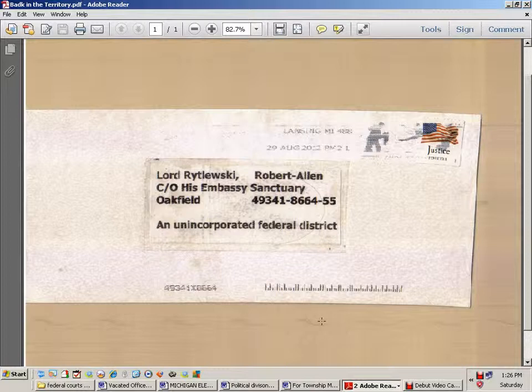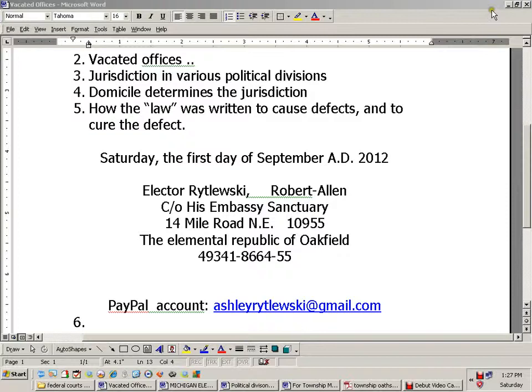So, and then I put on here an unincorporated federal district. Now, why do I do this? Well, because the post office just agreed, by canceling the stamp, that that's where I am. I have evidence that I'm in the unincorporated federal district. I have reasons that I want to be there. Some people don't agree. They don't want to be in the federal district. Well, okay. I'm going to try to explain why. I think that you do. And if you don't afterwards, well, no harm, no foul.